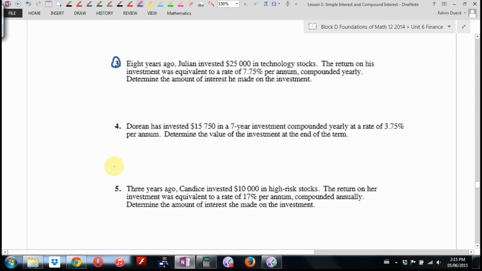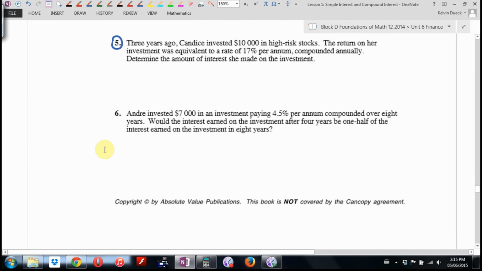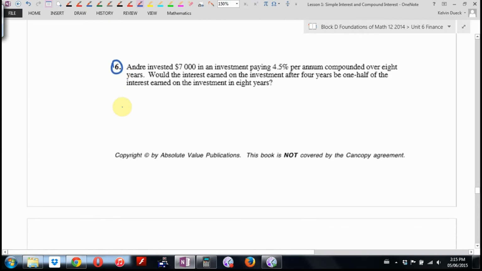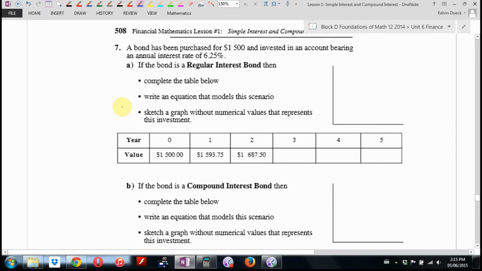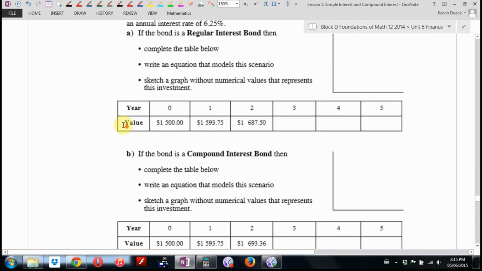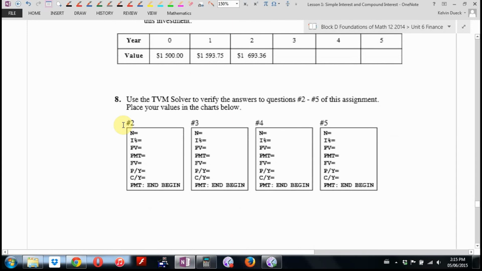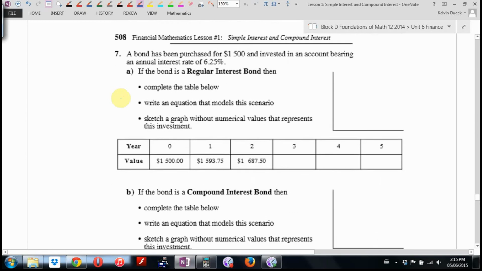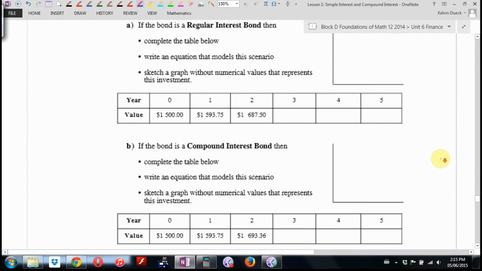3 is good. 4 is good. 5 is good. 6 is good. Oh, you know what? You're supposed to do numbers 2 to 5 by hand and then do them with the TVM solver. So I'm going to take this back and say, don't do it that way. Do them by hand and then quickly crunch them here.